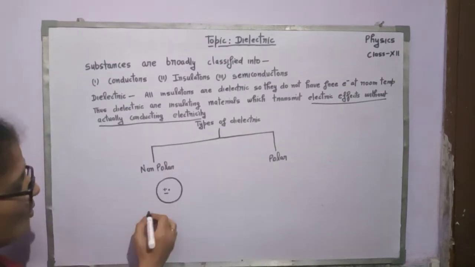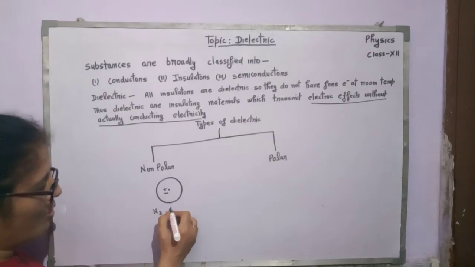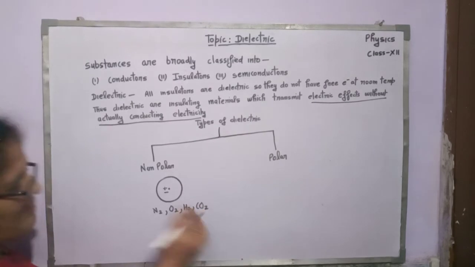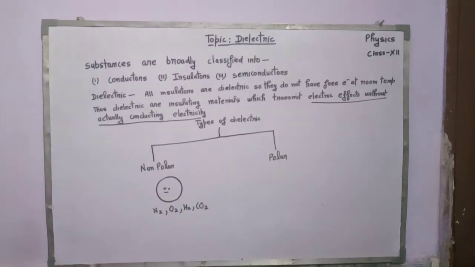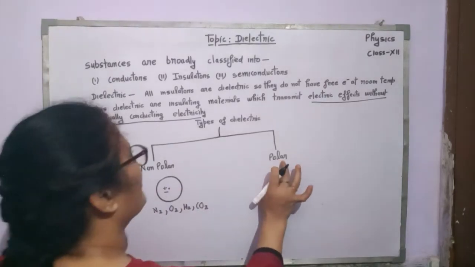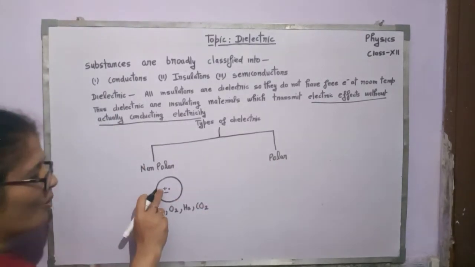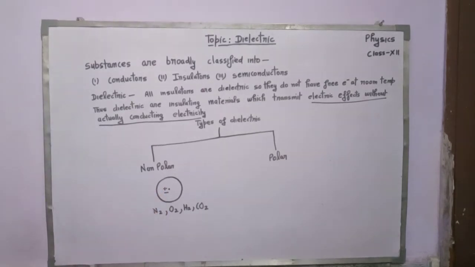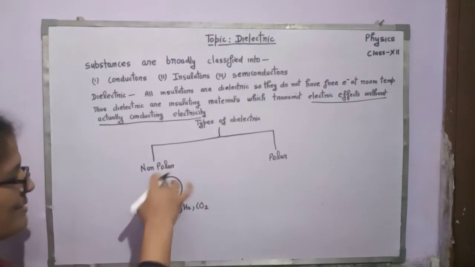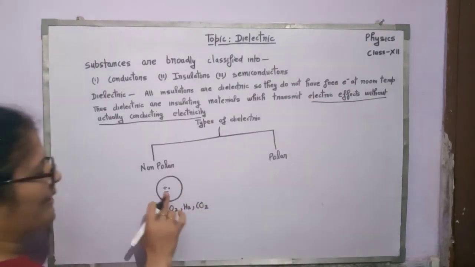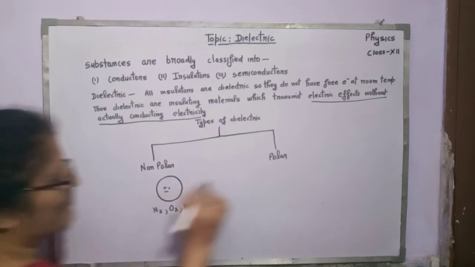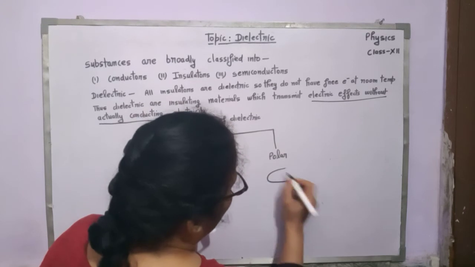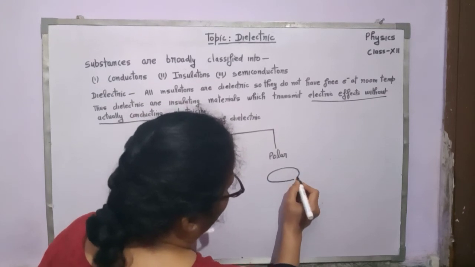Examples of non-polar molecules are nitrogen, oxygen, hydrogen, carbon dioxide. There are other examples also. What about polar molecules? In these polar dielectrics, the center of the positive and negative charge do not coincide with each other. The center of the positive charge is lying at a different place from the center of the negative charge. In this case, the shape of the polar molecules is elliptical.